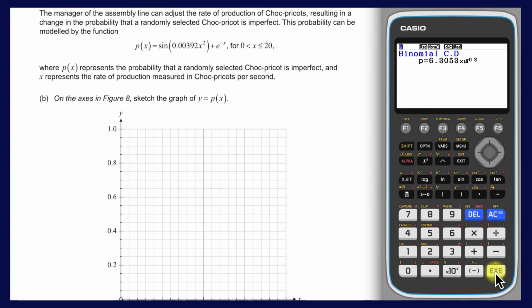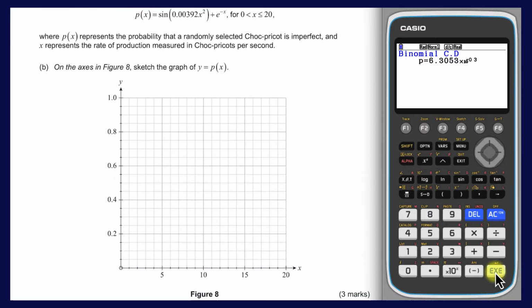Now this question takes an interesting turn. We're now looking at the probability of an imperfect apricot being a variable, and that variable is the response variable, and the explanatory variable is the speed of the rate of production of apricots. Obviously, the speed being too fast or too slow is going to impact the production. So we're asked to draw a graph on the window provided.